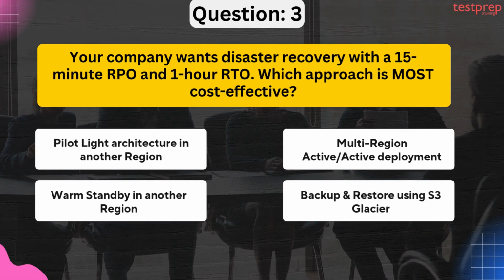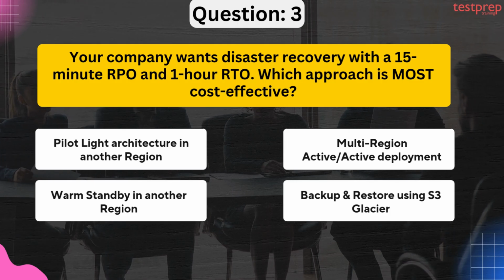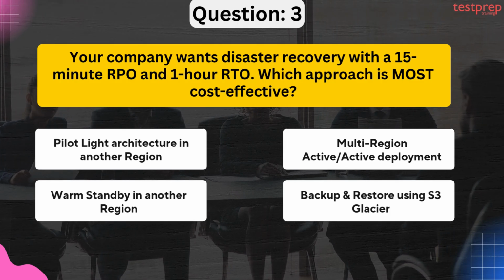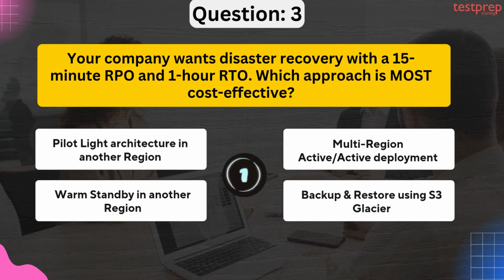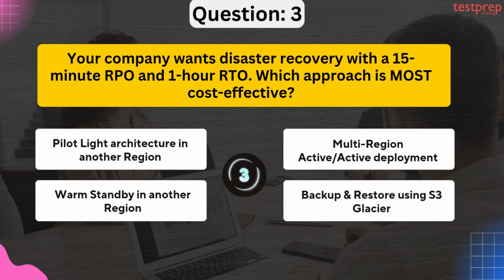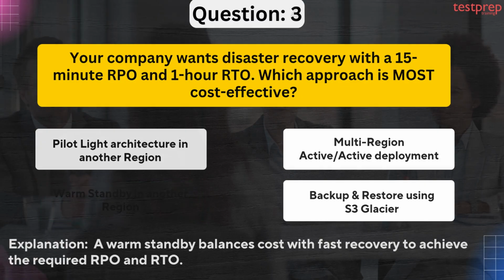Question 3. Your company wants disaster recovery with a 15-minute RPO and 1-hour RTO. Which approach is most cost-effective? The correct answer is warm standby in another region. A warm standby balances cost with fast recovery to achieve the required RPO and RTO.